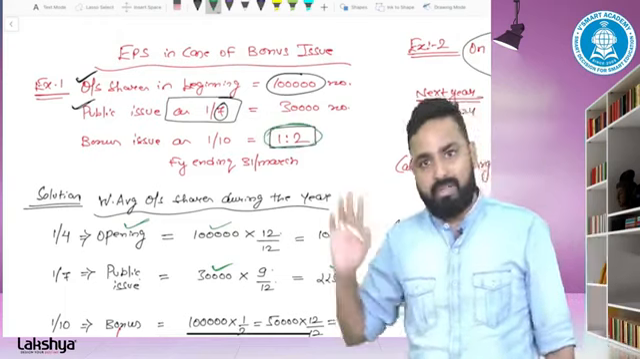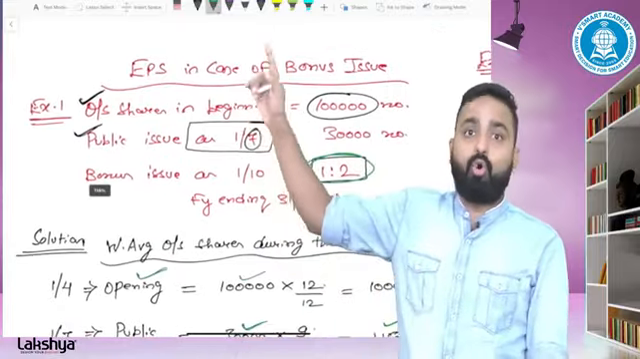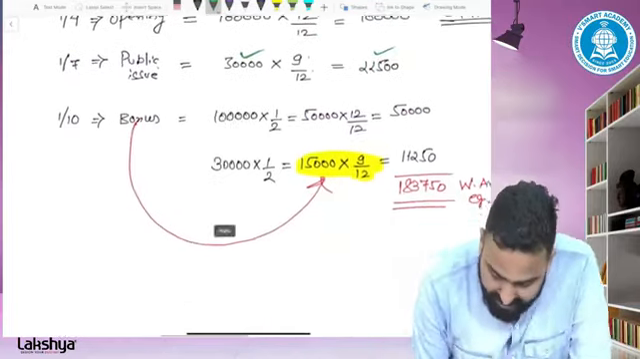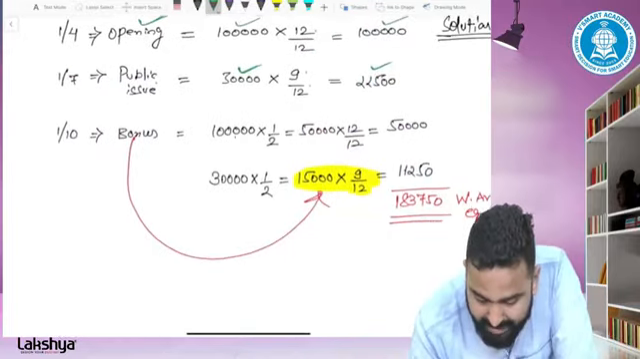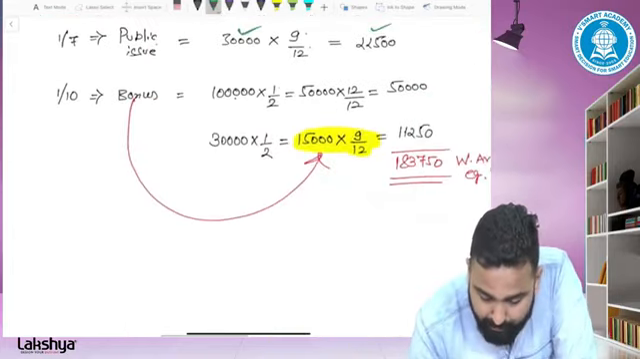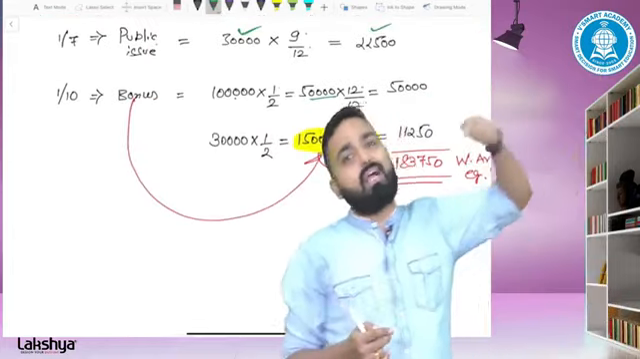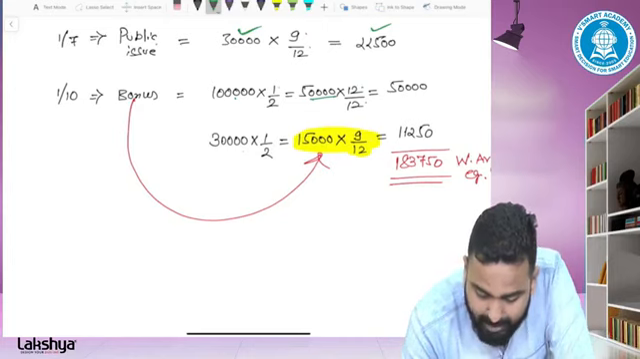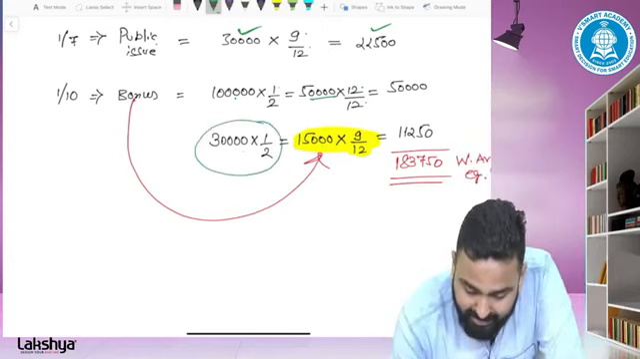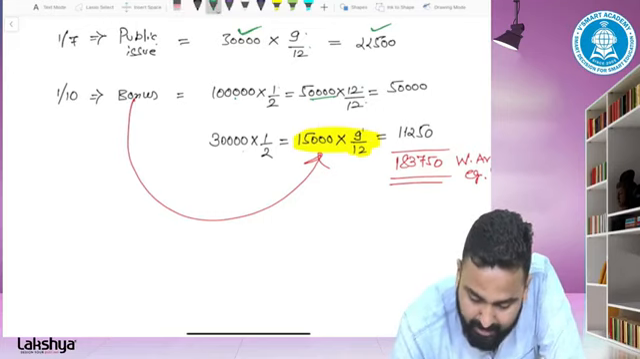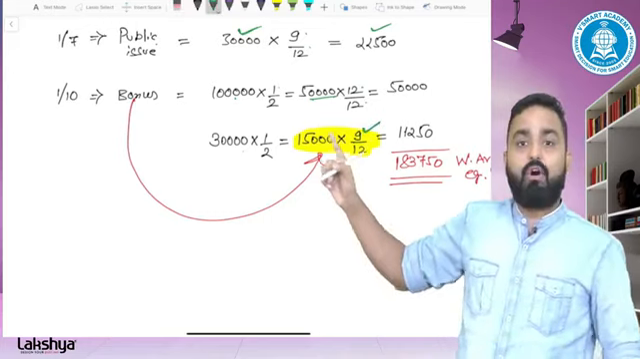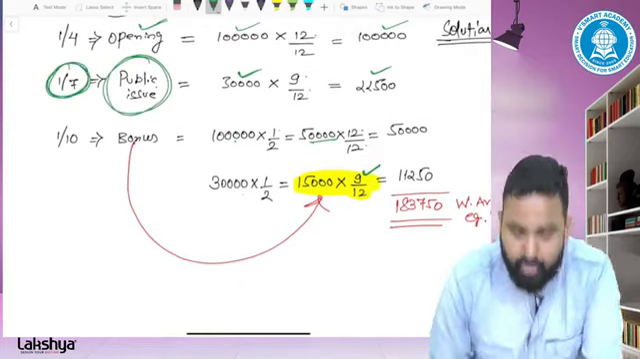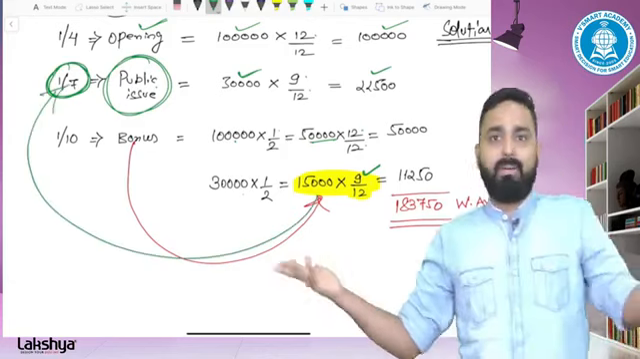Bonus is 1:2. Now the bonus will be available on the opening as well as on the public issue. As far as bonus on opening, 1 lakh times 1 by 2 because it is 1:2, that is 50,000, 12 by 12, because the opening shares were outstanding since 1 April. But for the bonus on public issue, the weighted average will be for 9 months only. Why? Because the original public issue was issued on 1st of July, so the bonus on those shares will be taken from 1st July.